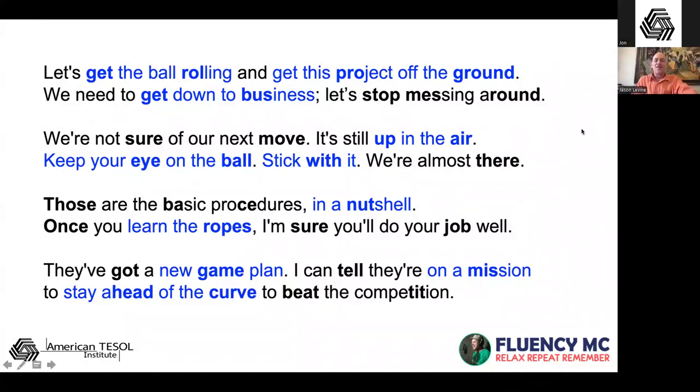So this can be very, very cool, because if they want to do it with music, they can listen to an instrumental and do "let's get the ball rolling and get this project off the ground," right? Like more of a rap or a song, "let's get the ball rolling," right? But it can just be something they read and repeat. So you can record yourself doing it. You get a large language model to do it. They can record it. But the idea is hearing it, reading it, repeating it.